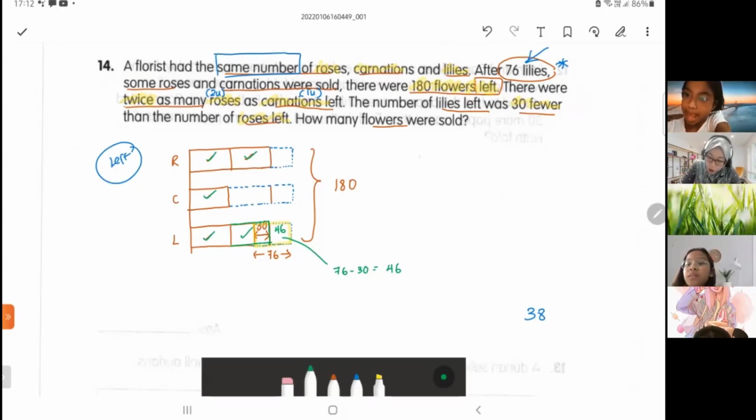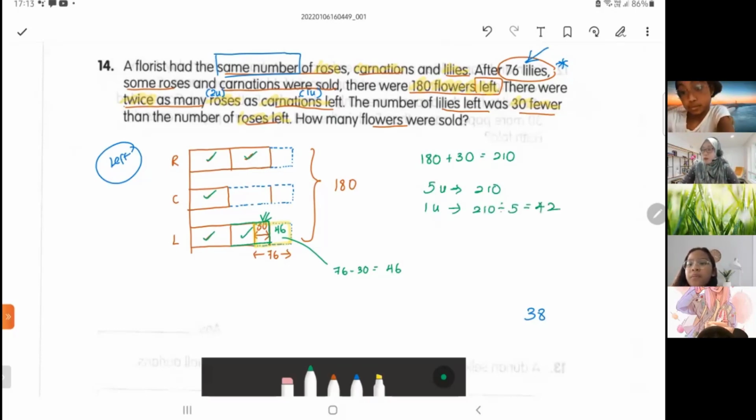Okay. So I take 180 plus my 30. I must add in my 30. Add in. Equals to 210. This will be my 5 units. 5 equal parts is 210. 1 unit is 210 divided by 5 equals to 42. Okay, so the number of roses sold, I want to find this part here.